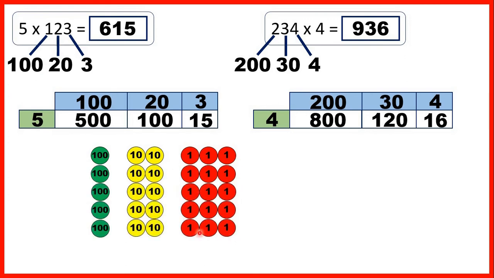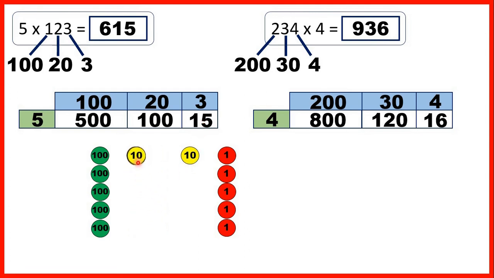So now you can see that we have 15 ones, which we can regroup into 1 ten and 5 ones. We have 10 tens plus the 10 that we made from multiplying our ones, but we can regroup 10 tens into 100. So altogether we have 6 hundreds, 1 ten and 5 ones. So that's why our answer is 615.